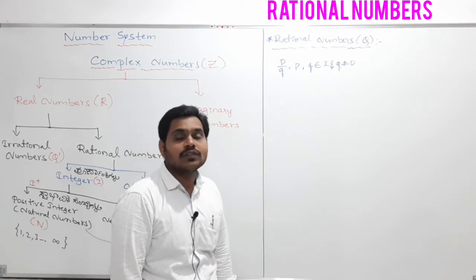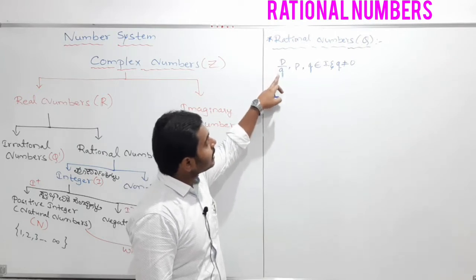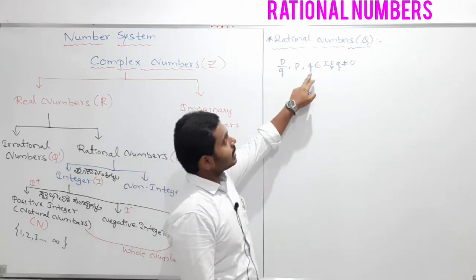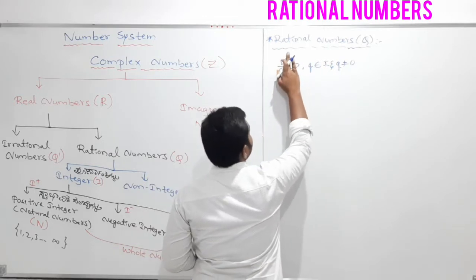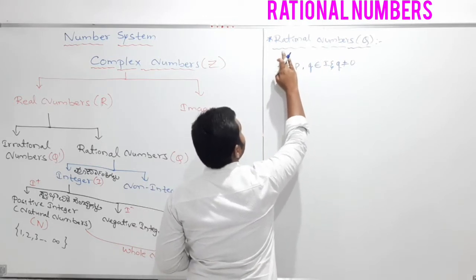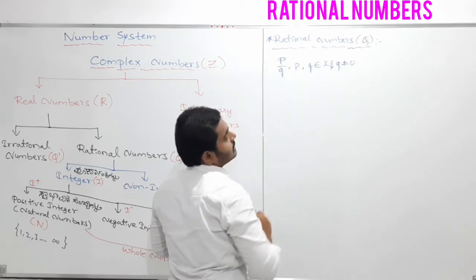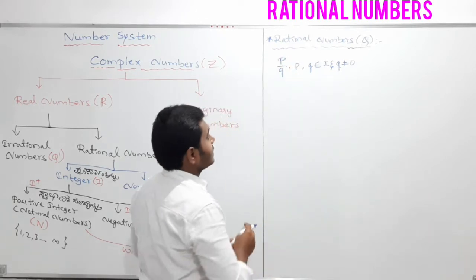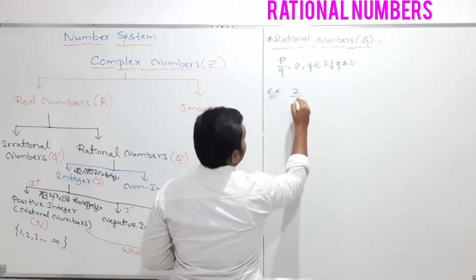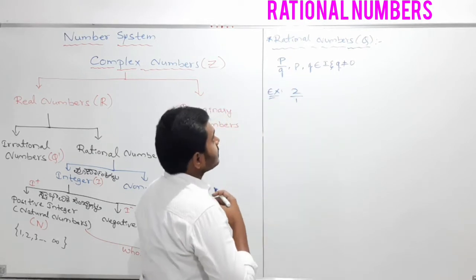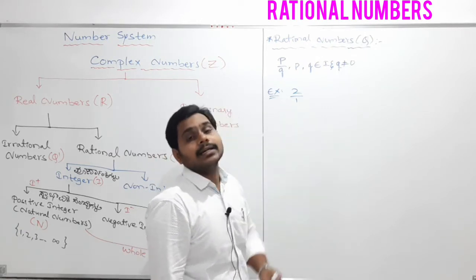So what is the definition of rational numbers? A number of the form P by Q where P and Q are integers and Q does not equal 0, such numbers we can call rational numbers. Clear? My dear students, you can take an example, 2 by 1. My question is, is it a rational number? Yes, 2 by 1 is a rational number.